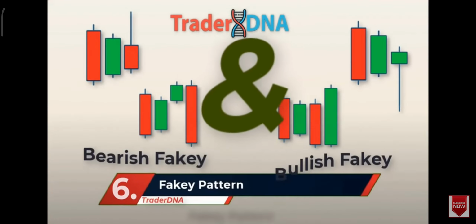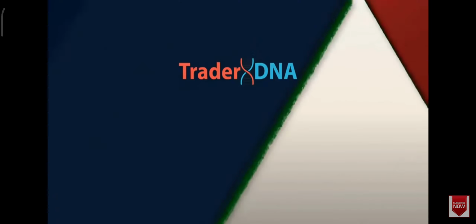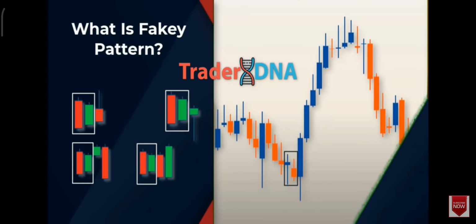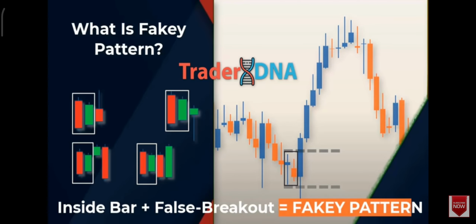Sixth, fakie pattern or inside bar false breakout. The fakie pattern can best be described as a false breakout from an inside bar pattern. The fakie pattern always starts with an inside bar pattern. When price initially breaks out from the inside bar pattern but then quickly reverses, creating a false break, and closes back within the range of the mother bar or inside bar, we have a fakie pattern. So, think of it like this. Inside bar plus false breakout equals fakie pattern.